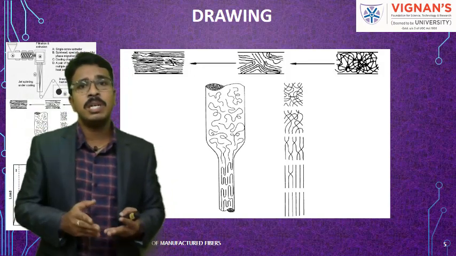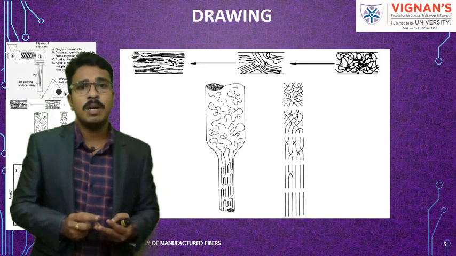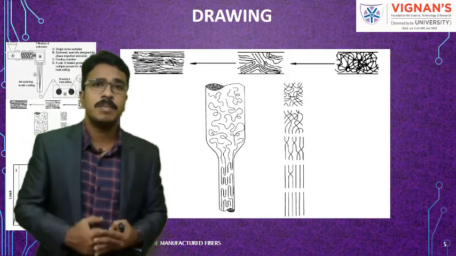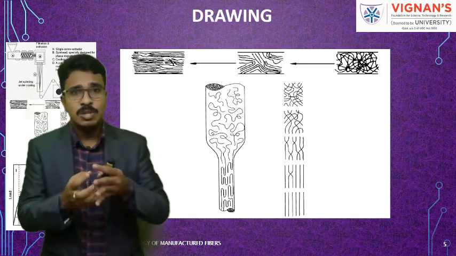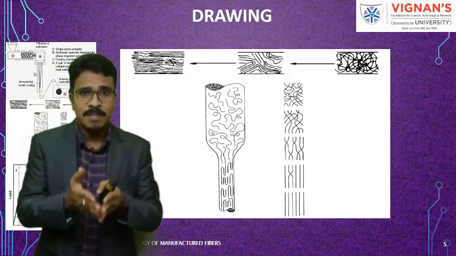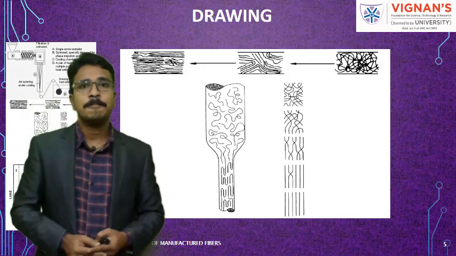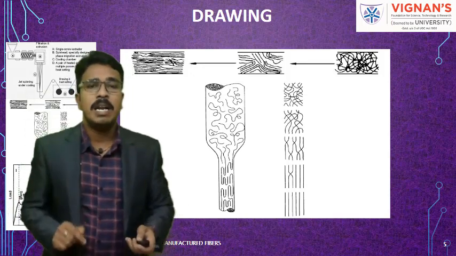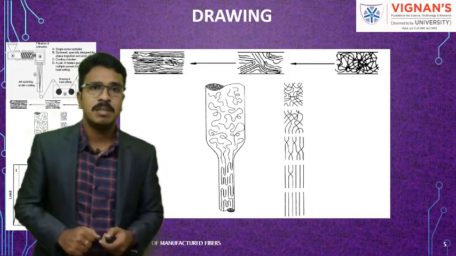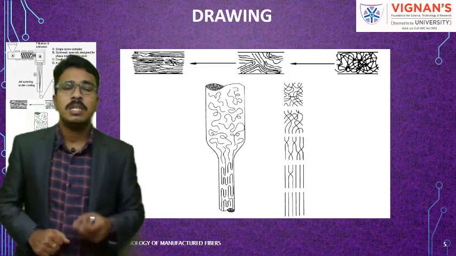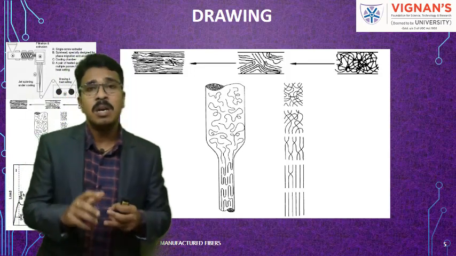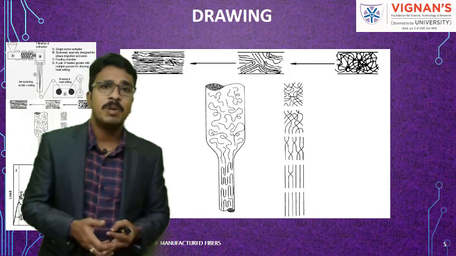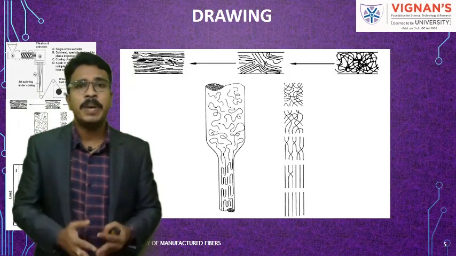Whenever you are doing the drawing process, if you observe just below that, the bottom first image, due to stretching the diameter is also decreasing. So finally the molecular chains are aligned parallel to the filament axis. Understand? So this is how the molecular chains are oriented well depending upon the draw ratio we are maintaining.